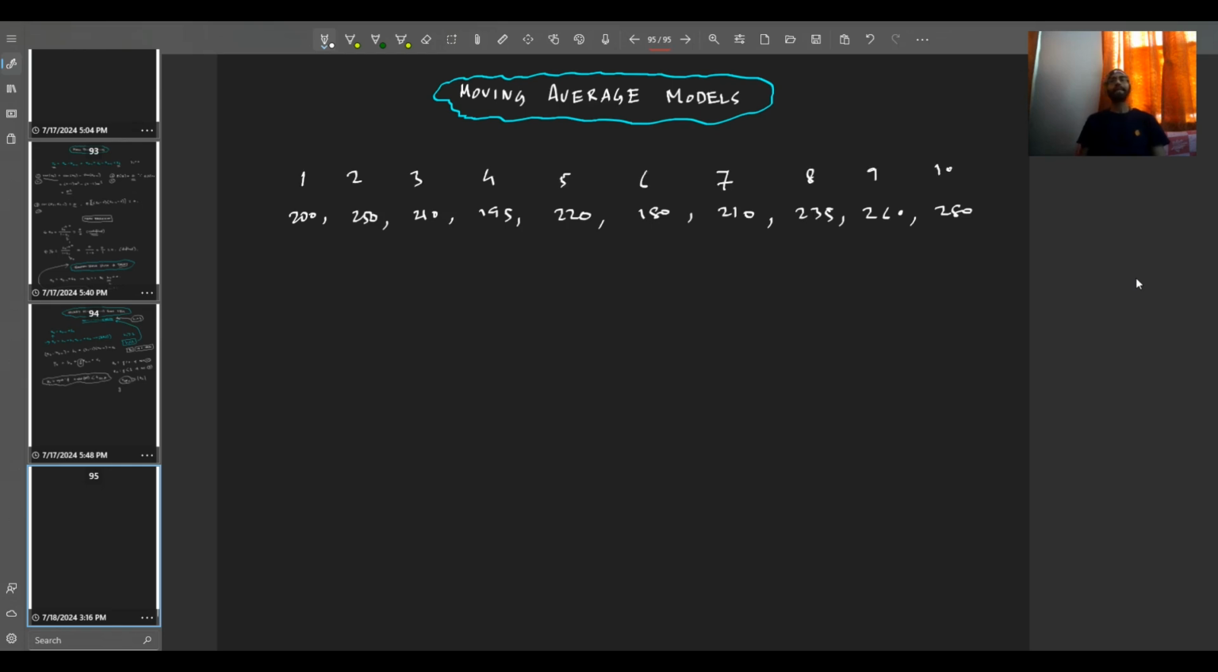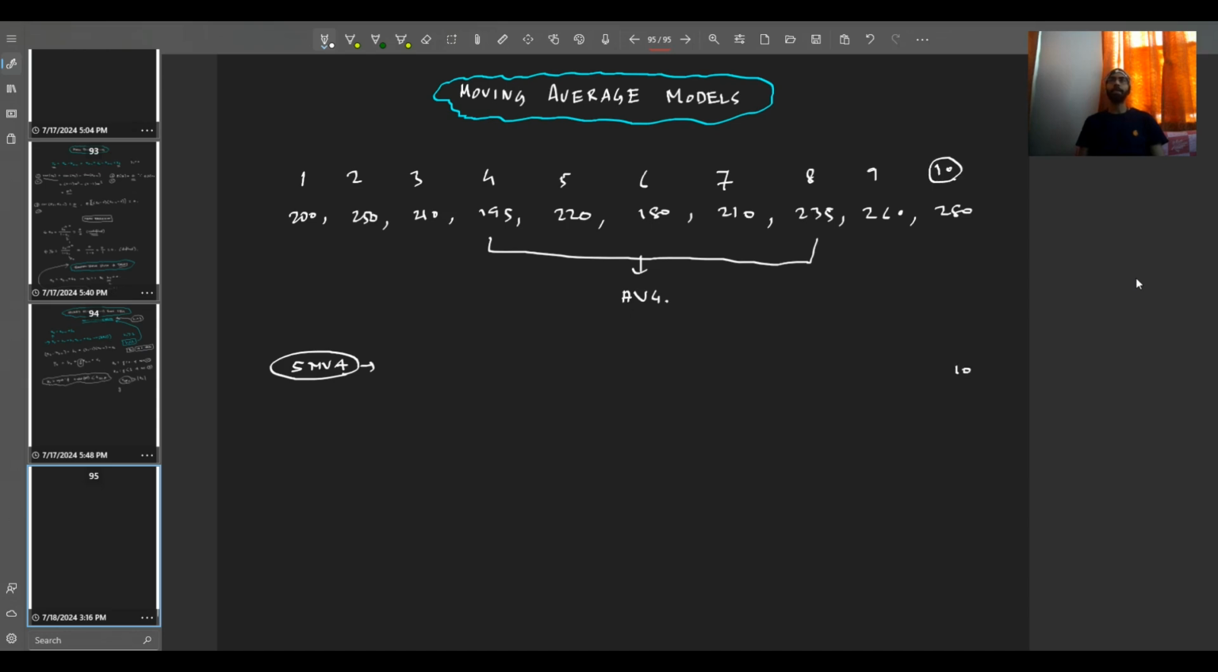Now I decide that I need a 5-year average of these numbers. So 5-year average means what? I take 5 consecutive numbers and take their average. And that becomes my moving average number, right? So how will I do that? I'm looking at a 5-year moving average, right? So what will be the current value? That is the 10th year value.